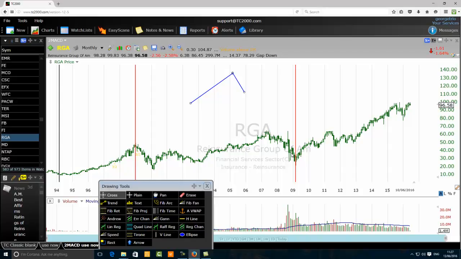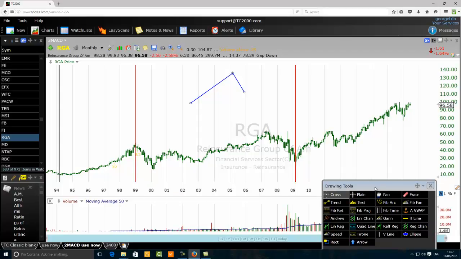A corrective wave must correct an impulsive wave. So which impulsive wave is it correcting? Let's play around with this question. If this is truly a corrective wave, it will be correcting an impulsive wave. Is there an impulsive wave that this supposed corrective wave is correcting? If there is no impulsive wave that it is correcting, it is not a corrective wave.